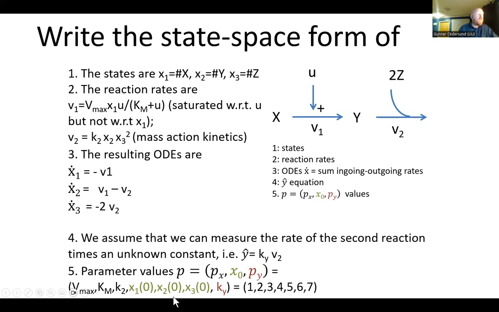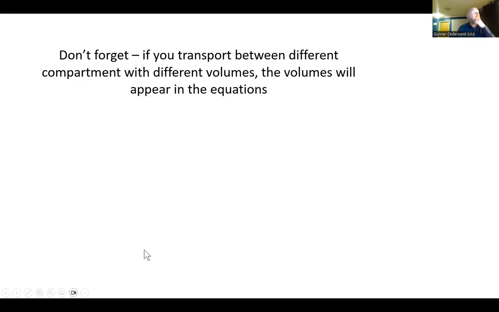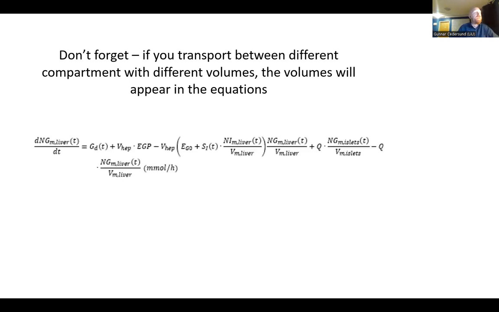When we talk about simulation, then we'll talk about the initial conditions, where to start the simulation. Those are also parameters, x0 parameters. And when we talk about comparison with data, then we also need to consider this parameter here, which is the parameter appearing in the measurement equation. So those are the parameters in the model. And again, we'll talk about this more later. And again, if you transport things between different compartments with different volumes, then the volumes will appear in the equations. So you will have the volumes here will appear in different places.